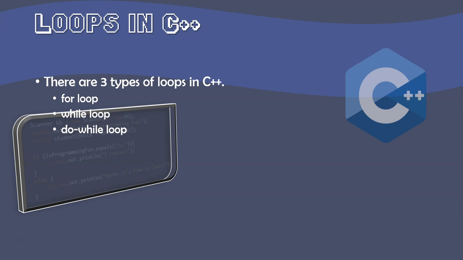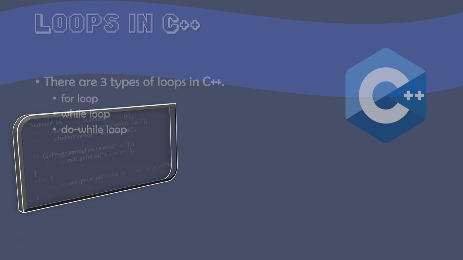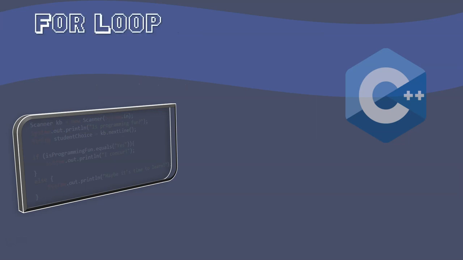There are three types of loops that we can deal with, which are for loops, while loops, and do while loops. Again, if you think about how we think in Java, Java has a for loop, Java has a while loop, Java has a do while loop. So our Java experience is probably going to work really well for us here. So let's look at the for loop.